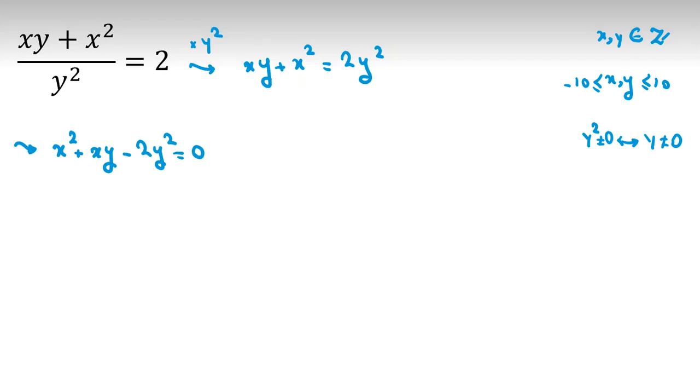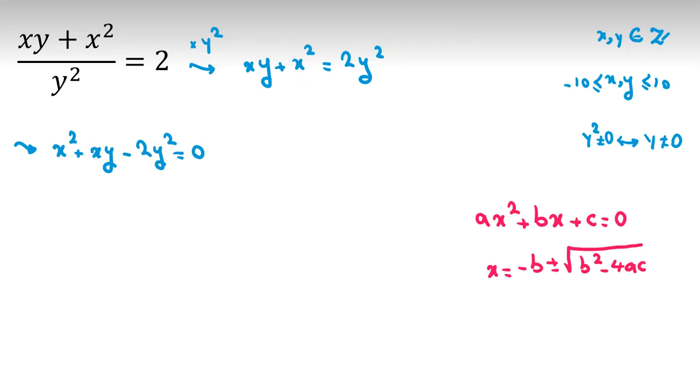You should know the quadratic formula. If you don't know it, write it down and memorize it for solving next problems because it's useful in many problems. Quadratic equation means the degree is 2, maximum degree. Then x will be negative b plus minus square root of b squared minus 4ac all over 2a. So let's apply it here. A here is 1, b here is y, c here is negative 2y squared.